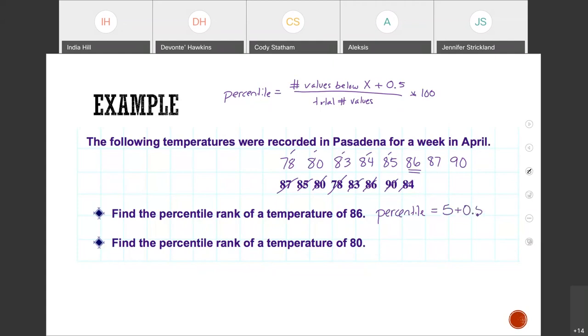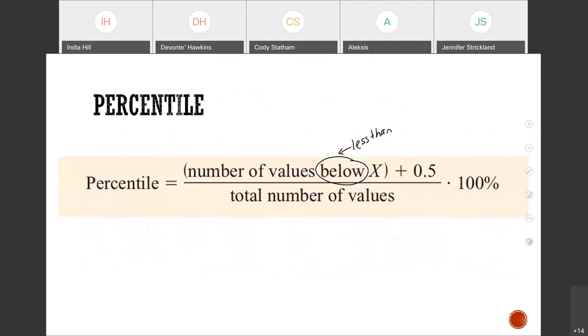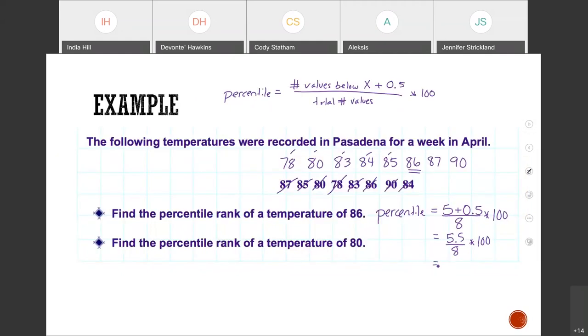And then we have that plus 0.5 on the top. And then the total number of values. I count all my numbers and I end up with 8 values altogether. So I'm going to divide by 8, and then multiply by 100. On your calculator, go ahead and do the 5 plus the 0.5 separately, then you can type it in just like we've got there without any parentheses. If you've done it correctly, you're going to end up with 68.75.